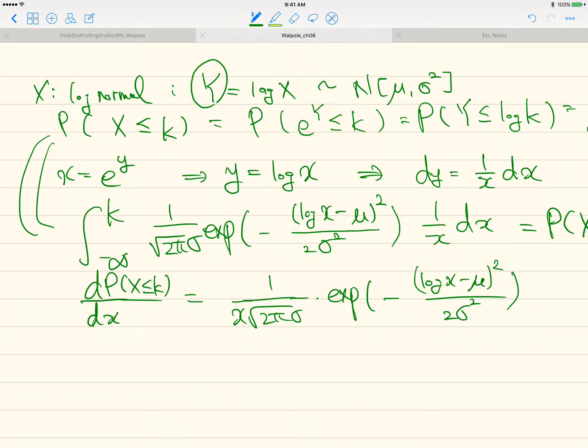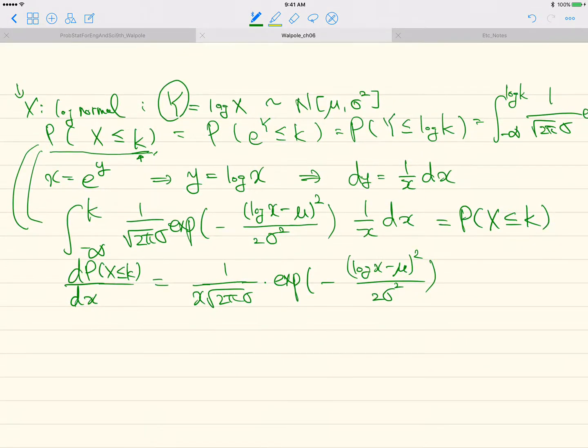So here, we first consider the cumulative distribution function. For this x that you're interested in, we consider a constant k, and then consider the probability of x being less than or equal to the specified value of k. The function for this probability is called the cumulative distribution function.